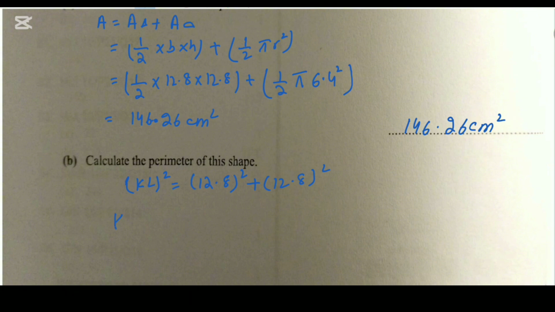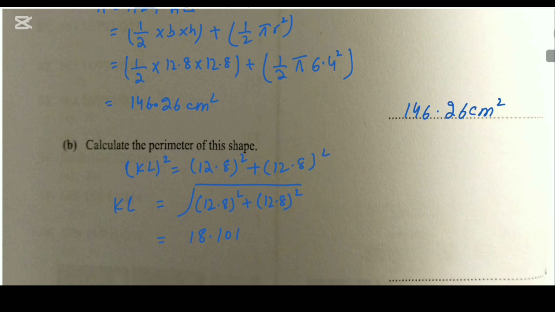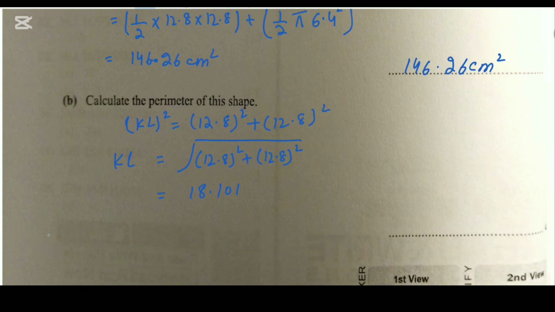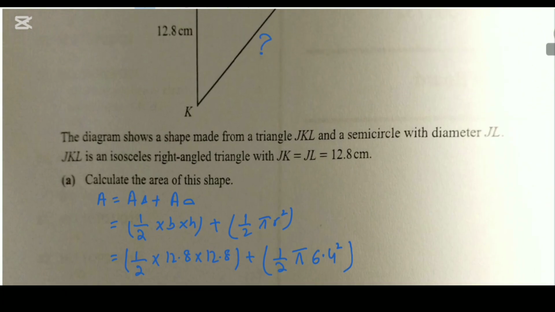Now how will you find KL? By taking square root on both sides. Square root of 12.8 square plus 12.8 square, and if we take the square root it will be 18.101. So now we have to find the perimeter. Perimeter is equal to 12.8 plus 18.101 plus arc length.